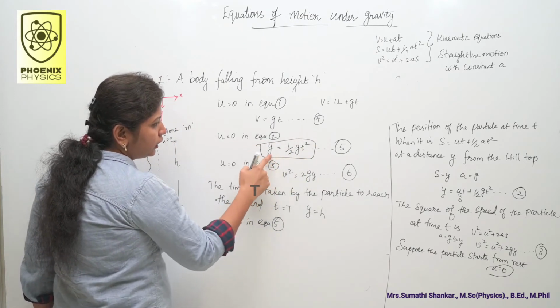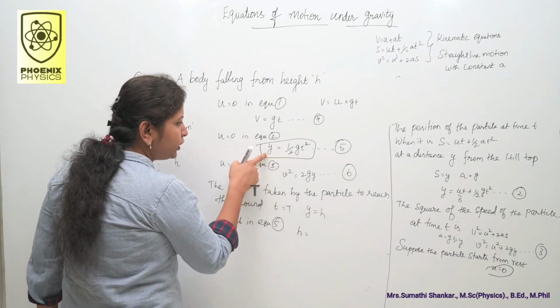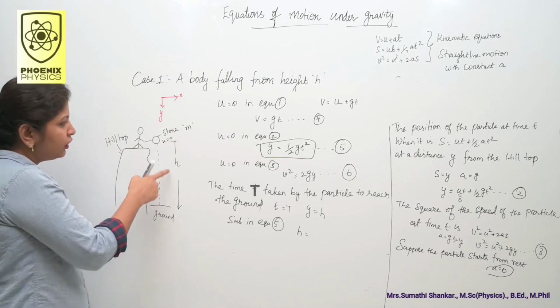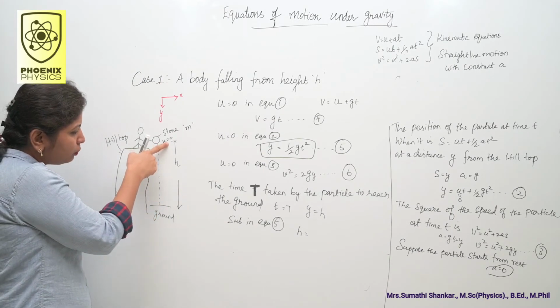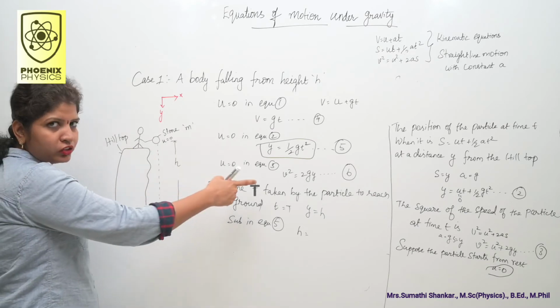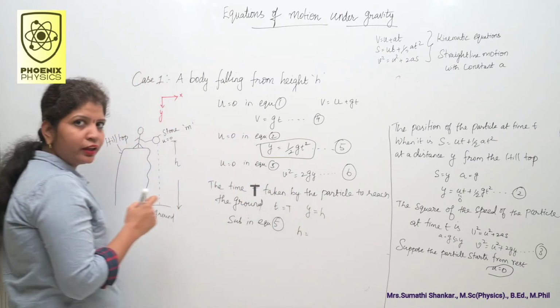So here instead of y I am going to substitute h. y is nothing but a distance. Here h is also a distance. From this initial position to final position, the distance is nothing but our h. That is why instead of y I am substituting h.